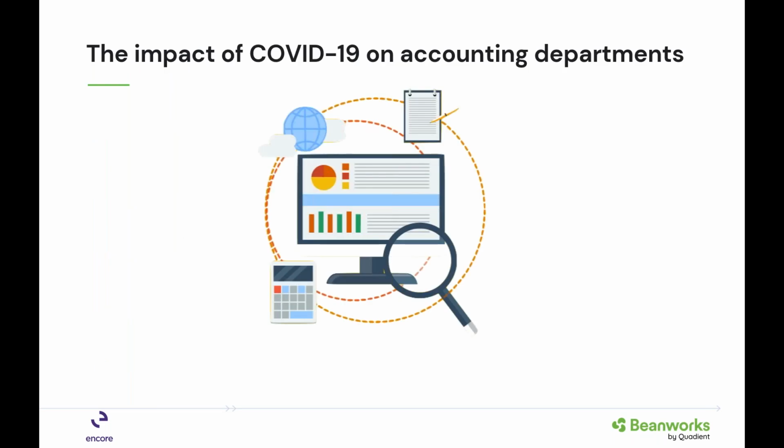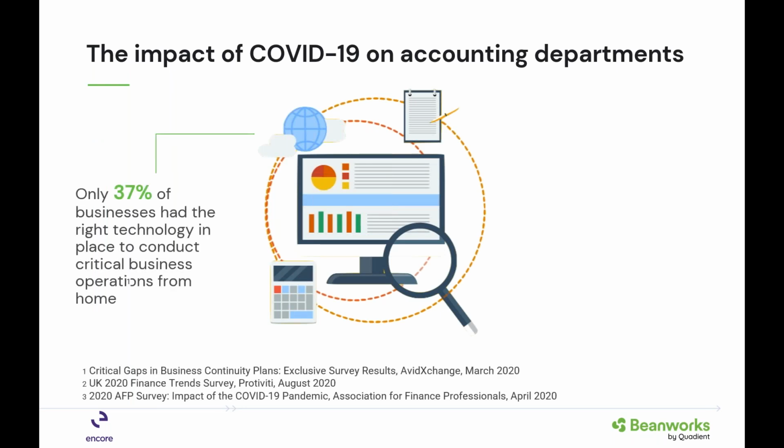Great. So let's get started here. And I'll start by saying last March, after the World Health Organization declared the coronavirus as a global pandemic, only 37% of businesses had the right technology in place for employees to conduct their critical business operations from home. So this meant that accounting teams across the globe were still relying on paper-based processes, such as managing paper invoices and cutting paper checks. And they had to make drastic changes to their traditional workflows.